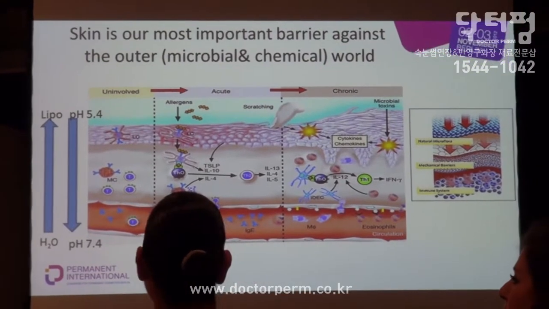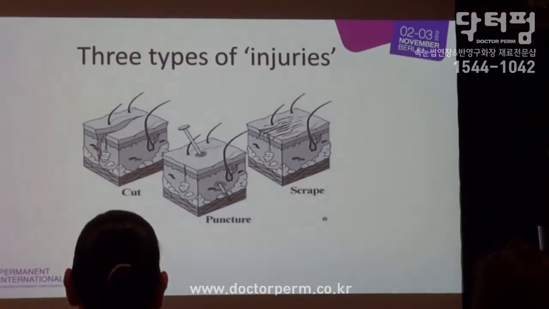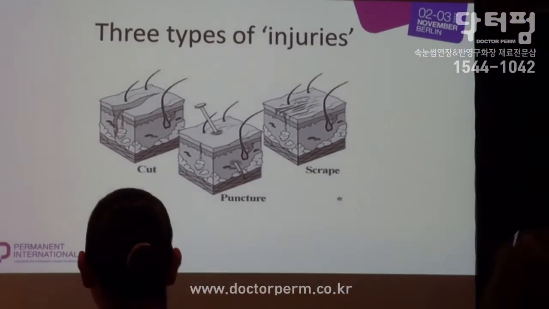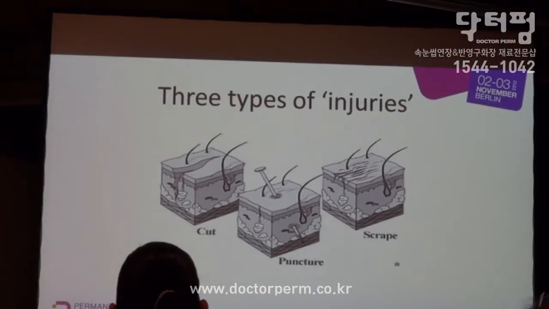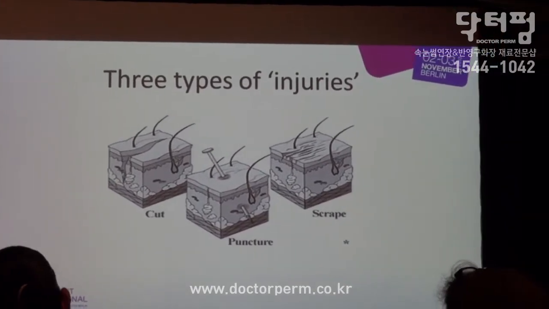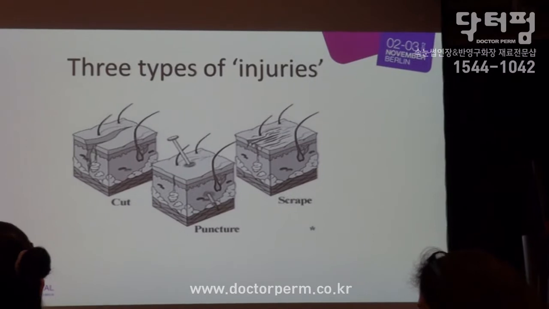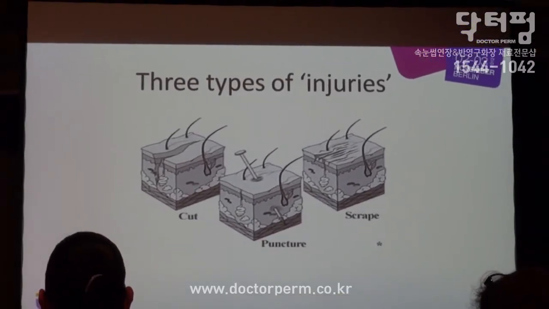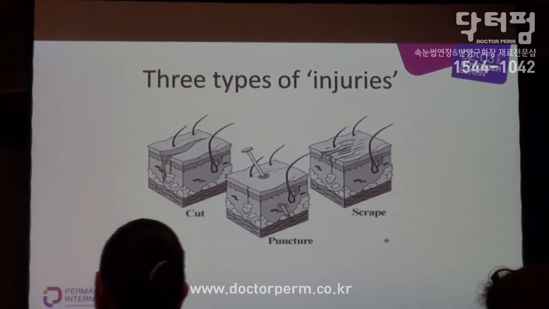Next slide. We can injure the skin. And with that we have three types of injuries. The first is the cut. Yeah, we can have a cut in our skin. It happens in the kitchen, and you get an inflammation reaction and it heals. So the skin has a healing mechanism which you can use.